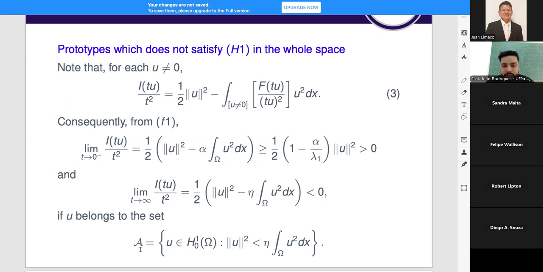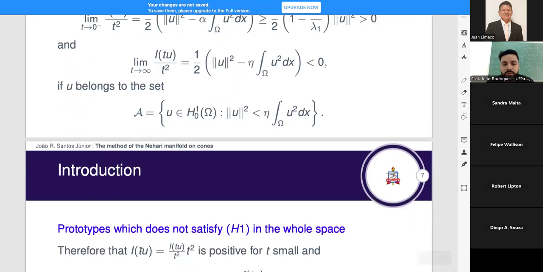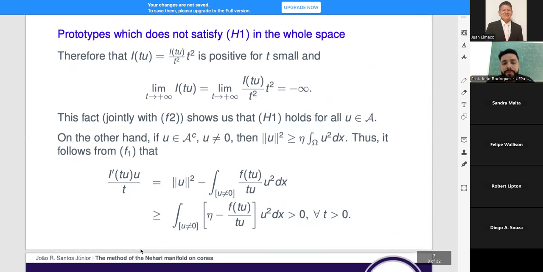But if u does not belong to this set A, we can prove that we don't have critical points of the fiber. This is exactly what is happening in this very simple calculation here. And we can see in this other example that we don't have hypothesis H1 for all u belonging to the Banach space, to the Sobolev space.